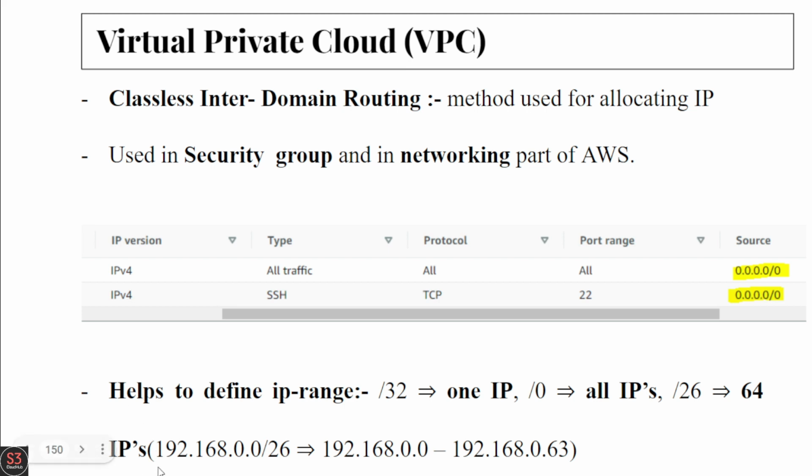So let's take an example that we have a CIDR block as 192.168.0.0/26. Then we can have 64 IPs from .0 to .64. We can have 64 IPs in this CIDR block range. So this is called classless inter-domain routing.